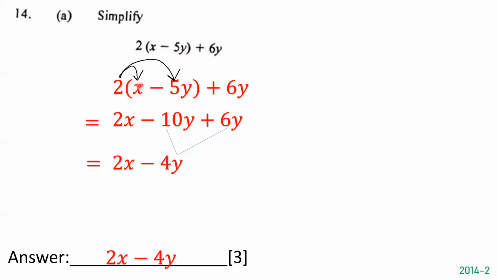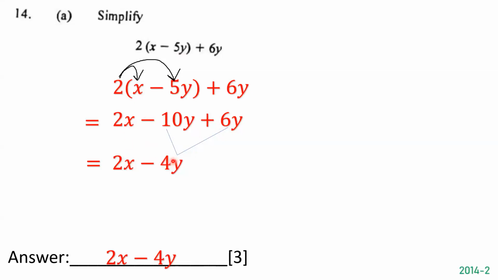Again, 2 times x is 2x, and 2 times 5y is 10y because 2 times 5 is 10. We keep the negative sign in front. And then we add the 6y, and so we do that just like that. And so we say 2x minus 4y.